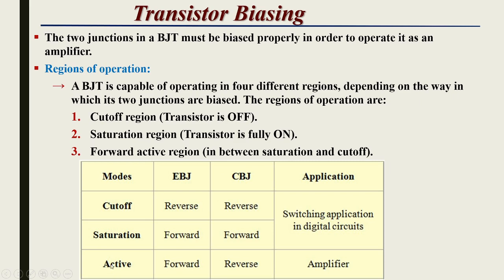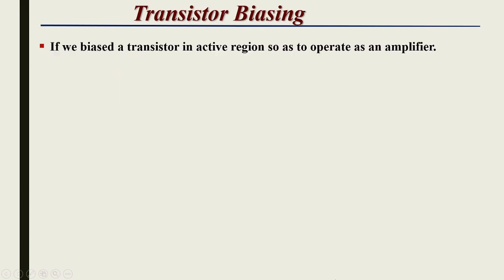Then to operate the transistor in the active region, the emitter-base junction must be forward biased and the collector-base junction must be reverse biased. So we can operate the transistor as an amplifier in this region, if we bias the transistor in the active region.